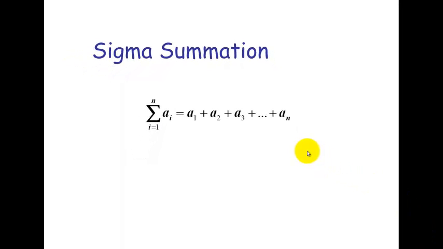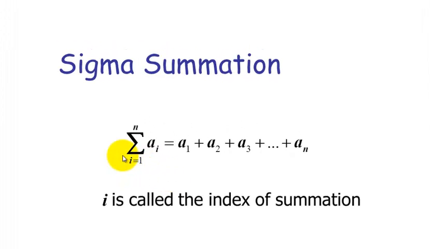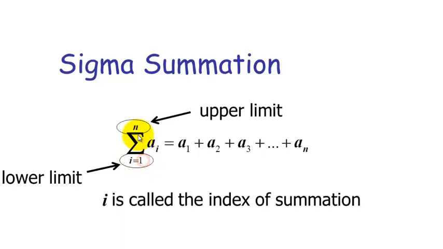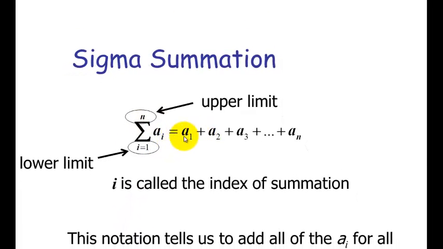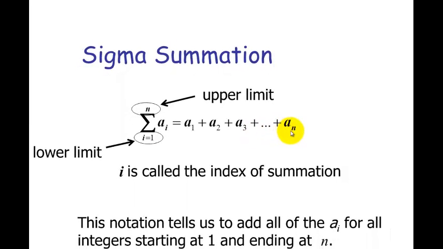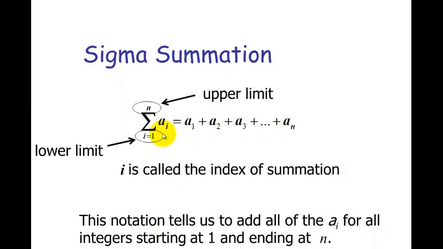Here's an example of a sigma summation. So our i here is called the index of summation. This is our lower limit, and this is our upper limit. This notation tells us to add all of the a subscript i for all integers starting at 1 all the way to n.